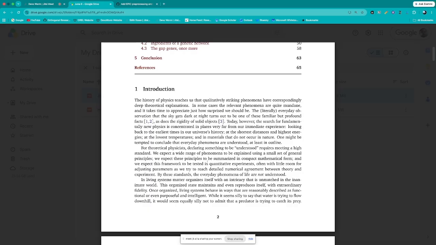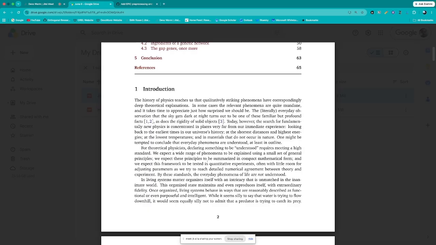Today, however, the search for fundamentally new physics is concentrated in places very far from our immediate experience. One might be tempted to conclude that everyday phenomena are understood, at least in outline. So, for theoretical physicists, declaring something to be understood requires meeting a high standard. We expect a wide range of phenomena to be explained using a small set of general principles.